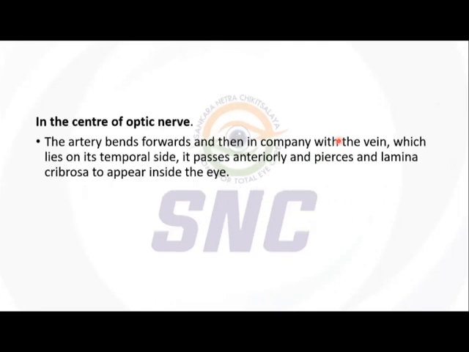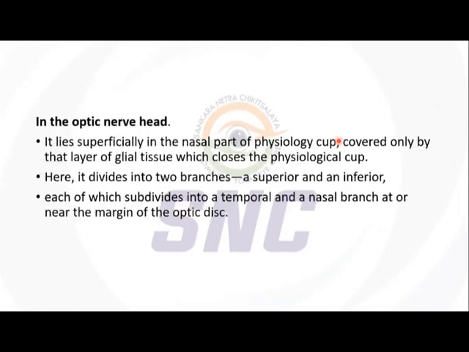In the center of the optic nerve, the artery bends forwards and then, in company with the vein, which lies on its temporal side, it passes anteriorly and pierces the lamina cribrosa to appear inside the eye. In the optic nerve head, it lies superficially in the nasal part of the physiological cup, covered only by that layer of glial tissue which closes the physiological cup.